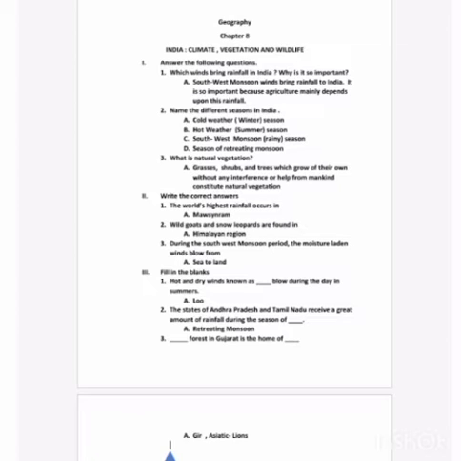Second one, name the different types of seasons. Cold weather, hot weather, southwest monsoon and season of retreating monsoon. These are the different types of seasons in India. Third one, what is natural vegetation? Grasses, shrubs and trees which grow of their own without any interference or help from mankind constitute natural vegetation.